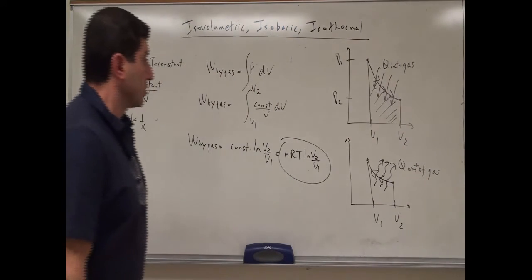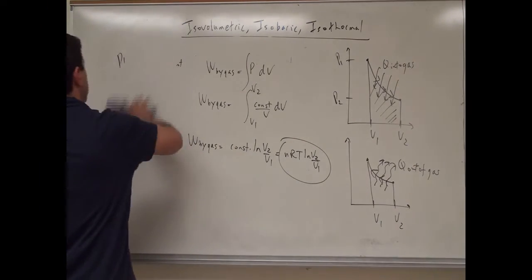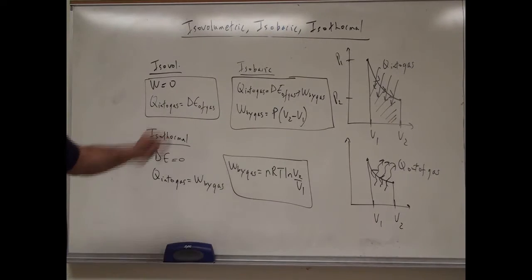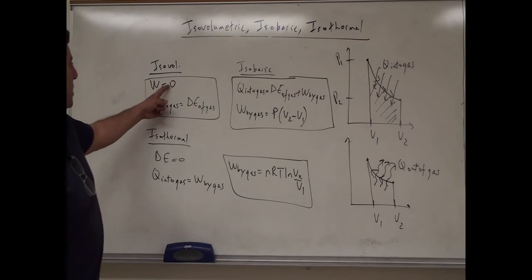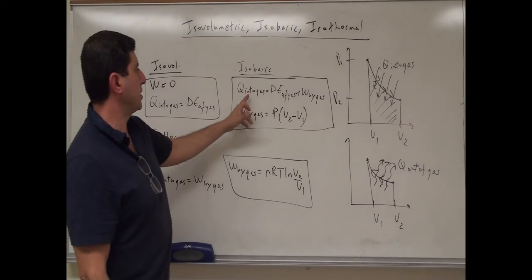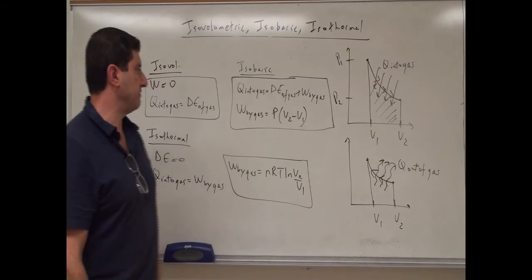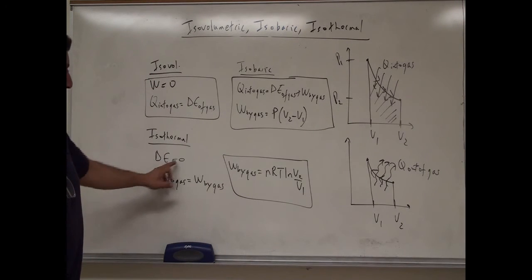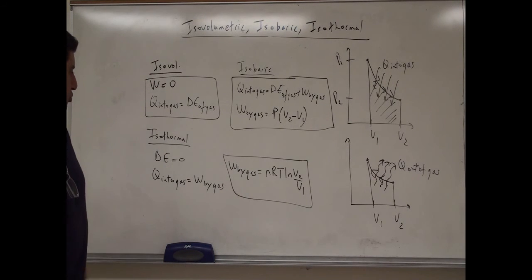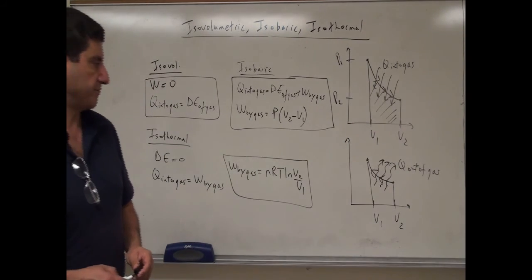Okay? So we can summarize all three of these processes just on one board. Isovolumic, work is 0, Q into gas is delta E of gas. Isobaric, Q into gas is delta E of gas plus work by gas. Work by gas is P times V2 minus V1. Isothermal, delta E is 0. Q into gas is equal to work by gas, right? And then the work by gas is nRT ln V2 over V1, okay?